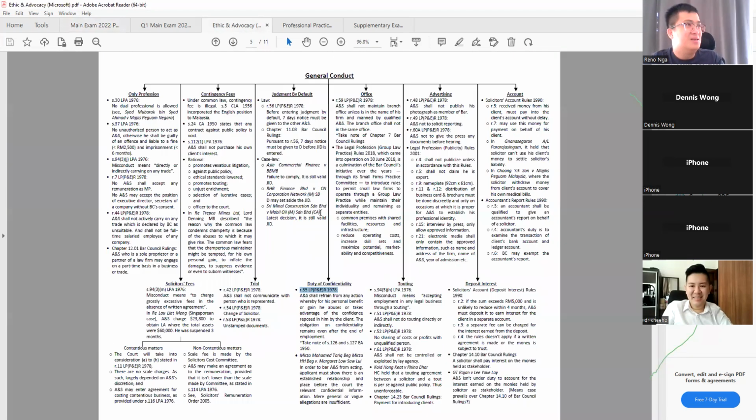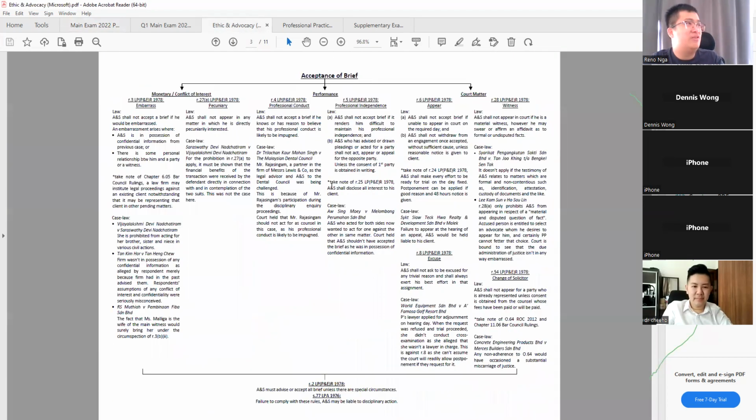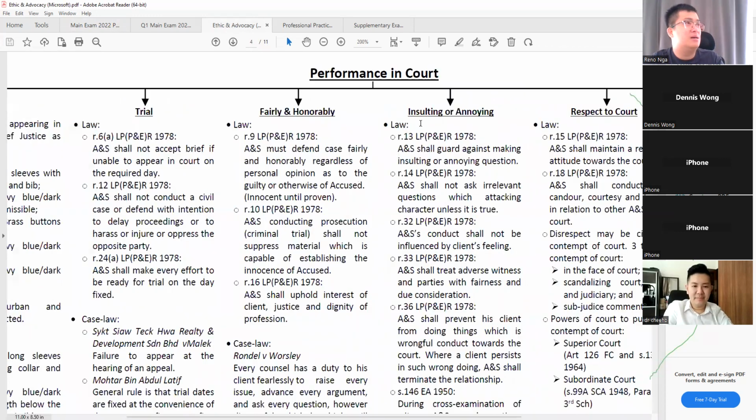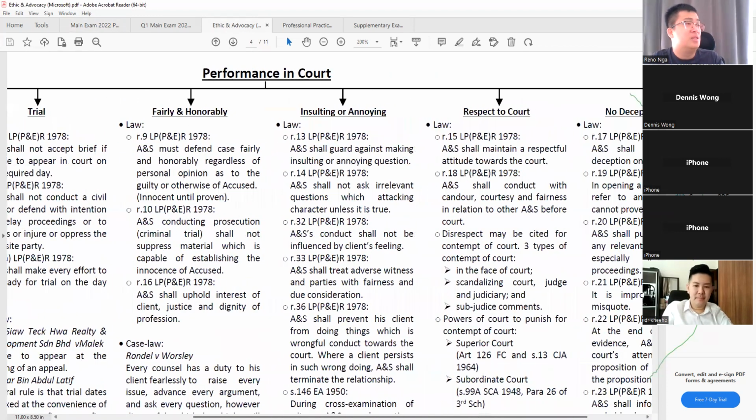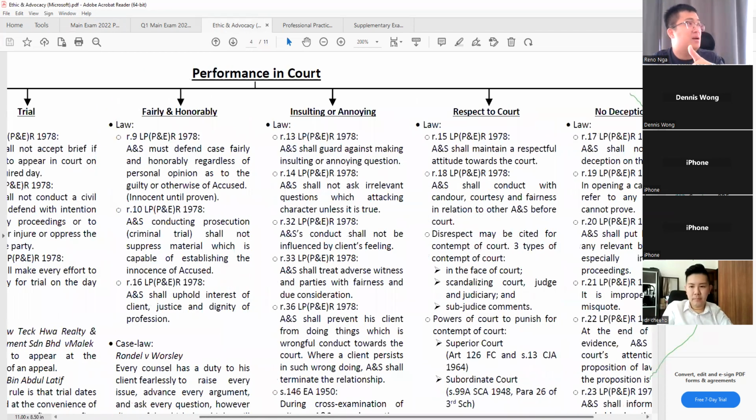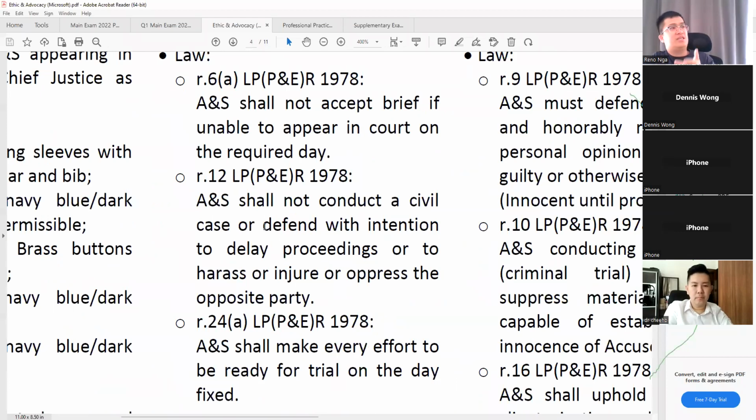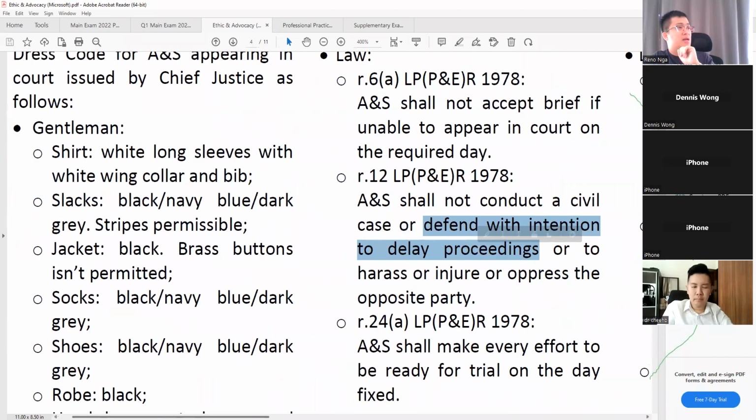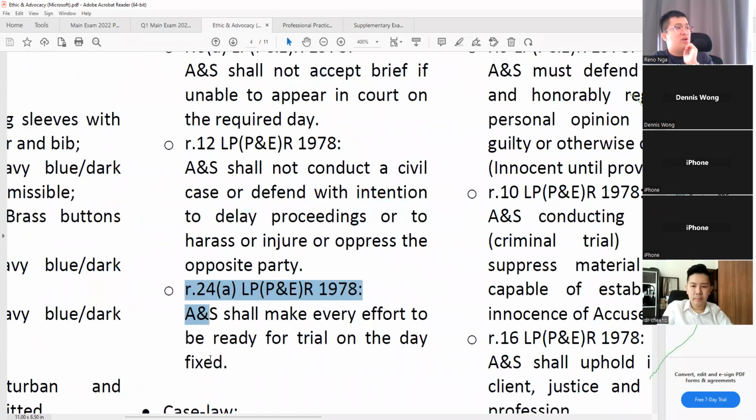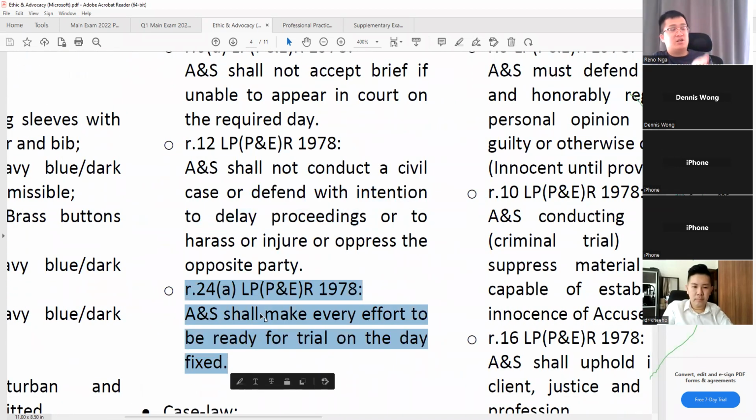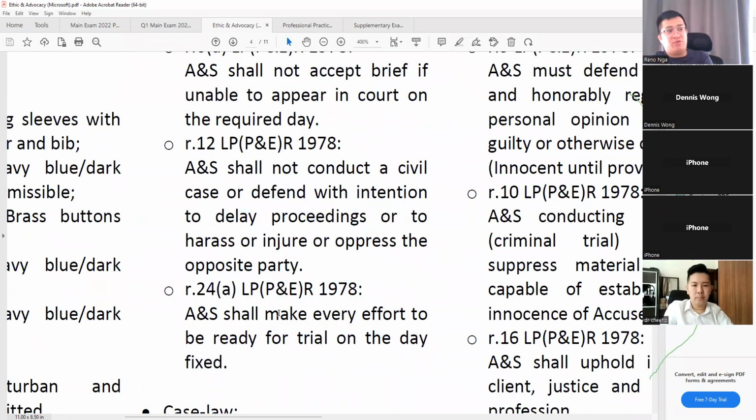So those sections relevant, I would say is this. Number one, they say they want to delay. I think delay is this one. Rule 12. Advocate and solicitor shall not conduct a civil case or defence with the intention to delay. So this is number one. Then I think Rule 24A also, if you want to use: advocate and solicitor shall make every effort to be ready for trial on the day fixed. So you cannot purposely delay.